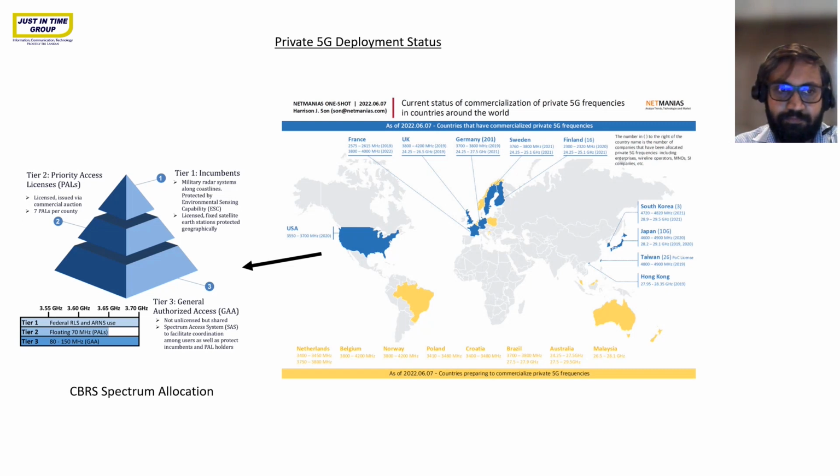So you can make use of some sort of spectrum, let's say 80 megahertz to 150 megahertz, allocated from the central spectrum allocation server based on your requirement, if you don't have any interference from another private 5G deployment nearby. So this is the state of the current private 5G deployments all over the world.